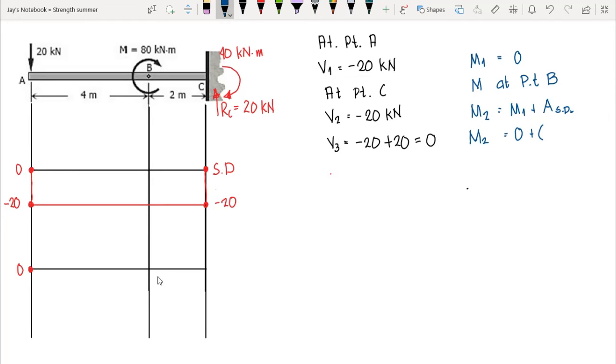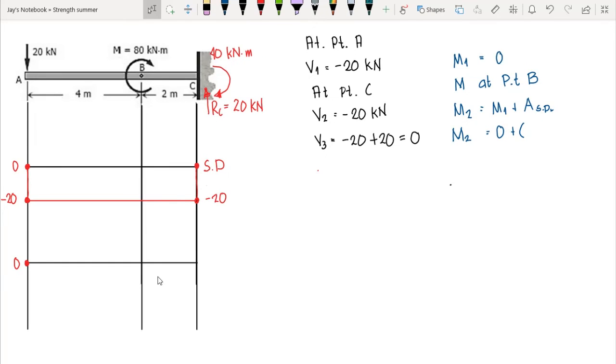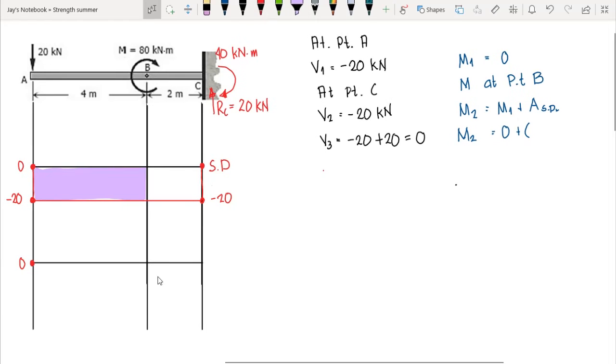Now from A to B, we have the area that is a rectangle. Take note, we are only computing the area at this point. Okay, and that is, we have negative 20, since that is negative shear, times the length, that is 4. So therefore our moment 2, or at point B, is equal to negative 80 kilonewton meter. Since negative 20 here is in kilonewton and 4 is in meters, we have our moment that is negative 80 kilonewton meter. So from B, we have negative 80, so we go down at this point.